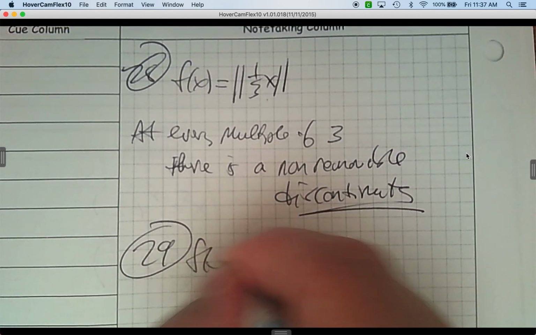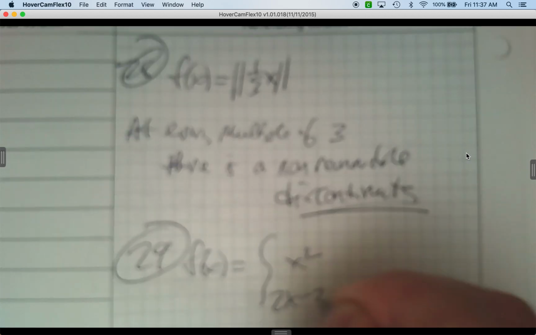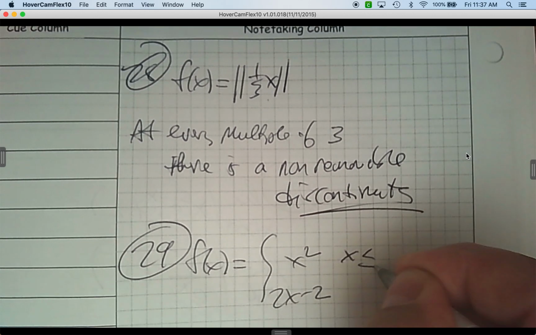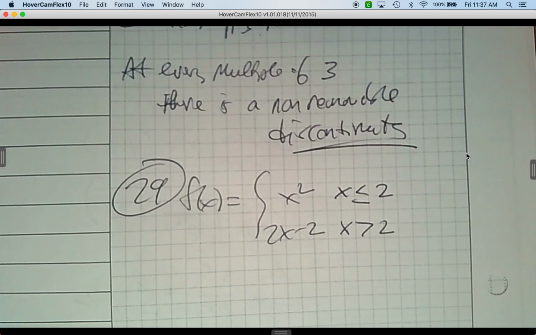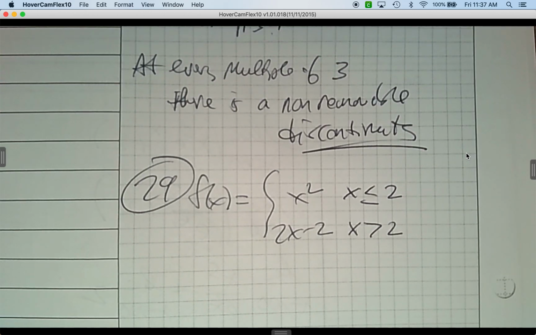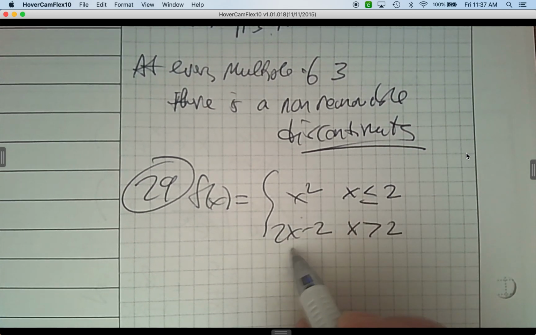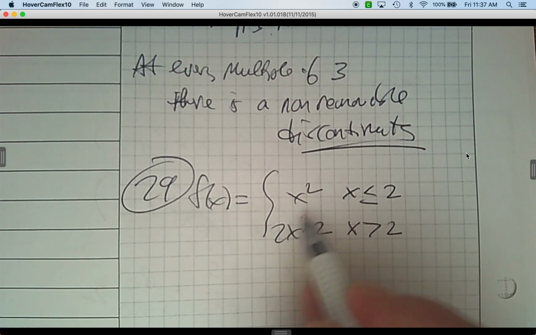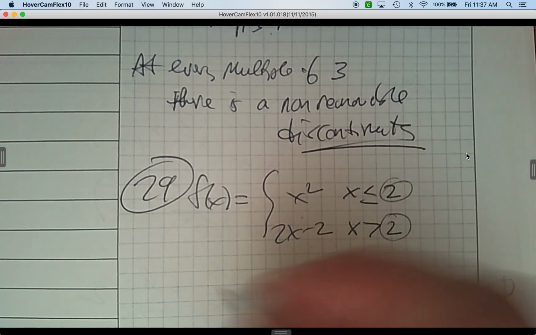Here we have a piecewise. So we have x squared and 2x minus 2. The top is valid when x is less than or equal to 2. The bottom is valid when x is bigger than 2. And the question is, are there any discontinuities here? Well, x squared is continuous. 2x subtract 2 is continuous. Those are polynomials. But what happens when you plug in 2? Is there a jump, or do they equal the same thing?